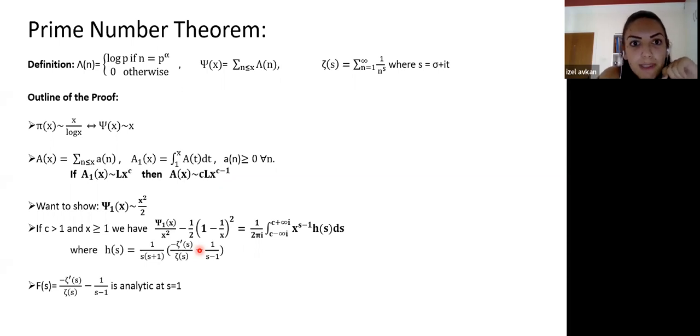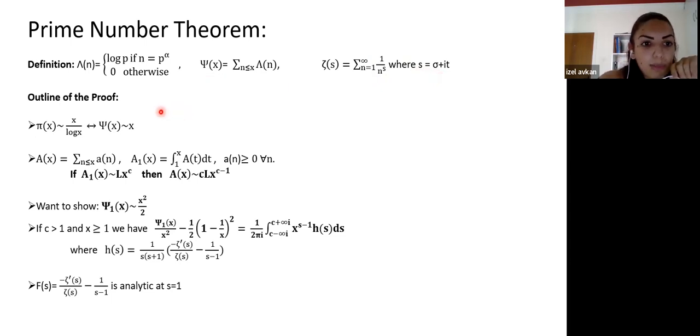Actually, its proof contains many technicalities and it is quite long to explain in 20 minutes. So I will just give the outline of it. And if you want to read the detailed proof, you can refer to my reference list. Here we have some analytic functions. I talked about the von Mangoldt function and the Chebyshev function. And this is the Riemann zeta function. It is a complex valued function, the sum of 1 over n to the s for n from 1 to infinity, where s is equal to sigma plus it.